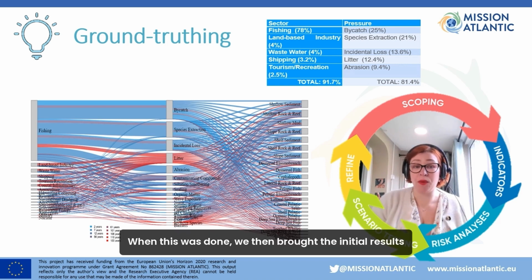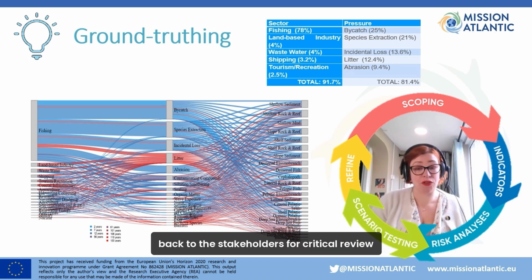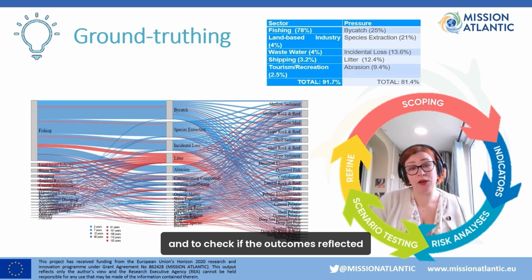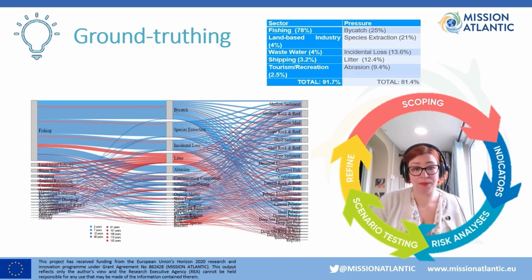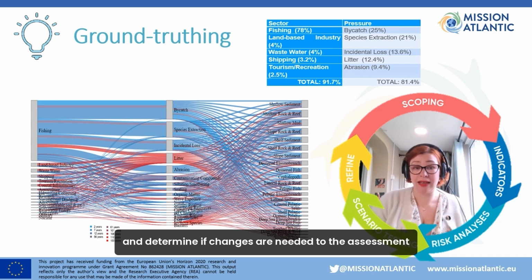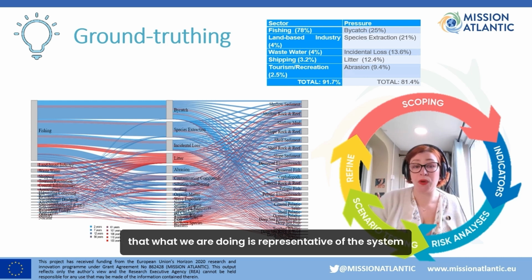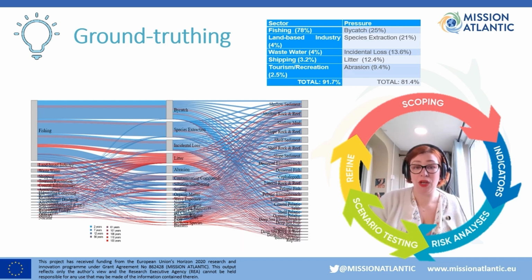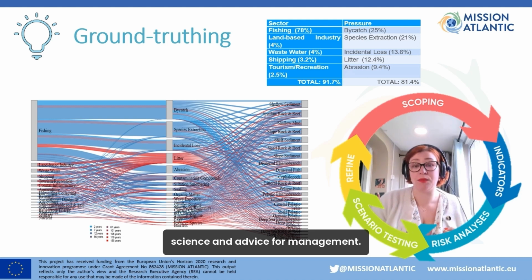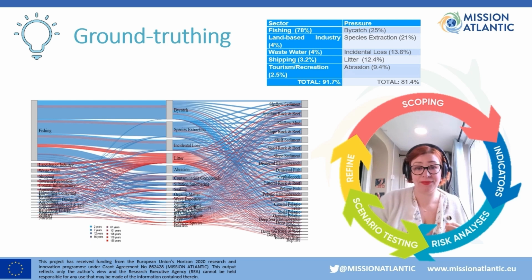When this was done, we then brought the initial results back to the stakeholders for critical review and to check if the outcomes reflected their understanding of the system. If not, we discuss why not and determine if changes are needed to the assessment. And if changes are needed, we review and update the assessment accordingly, because ultimately it is very important that what we are doing is representative of the system so that we can provide appropriate ecosystem-based science and advice for management.